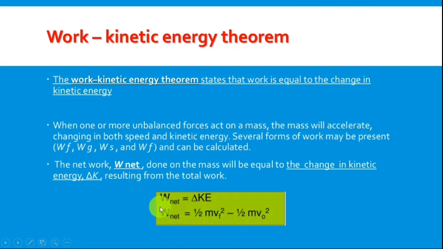So the formula is what? Work net equals the change in kinetic energy. What does change in kinetic energy mean? Kinetic energy final minus kinetic energy initial, which is half m v final squared minus half m v initial squared. This formula is very, very important. Work kinetic energy theorem. Okay? Don't forget it. We're going to use it a lot.